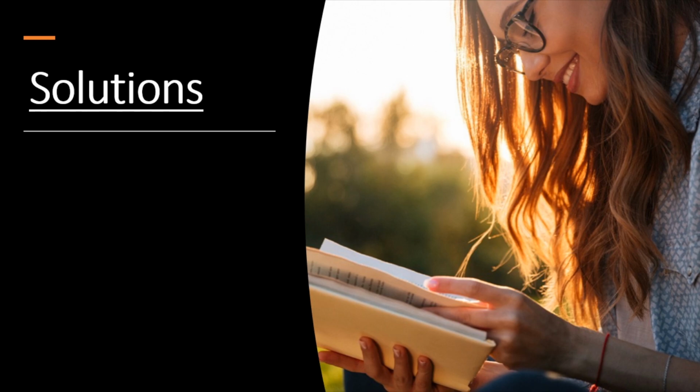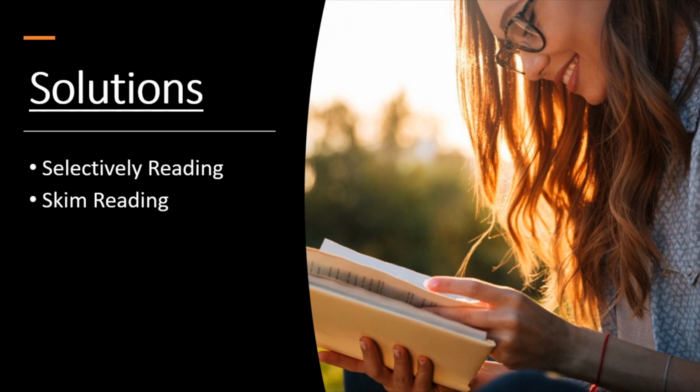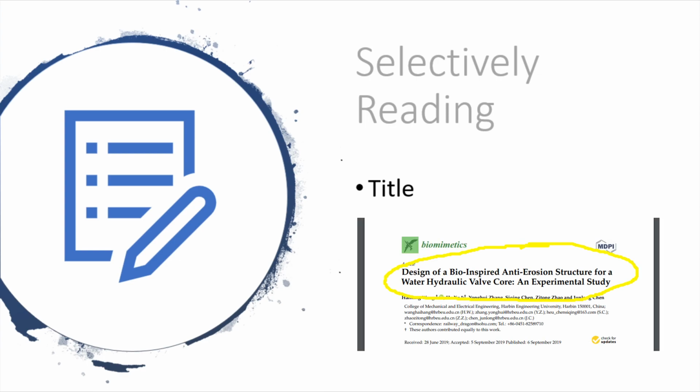Main solutions to these problems are selectively reading, skim reading, and searching for details, in that order. First, let's look at selectively reading. When you selectively read a research article, you focus on specific sections first. First, you read the title. The title should be read carefully and accurately. When reading the title, you may look up words you do not understand.